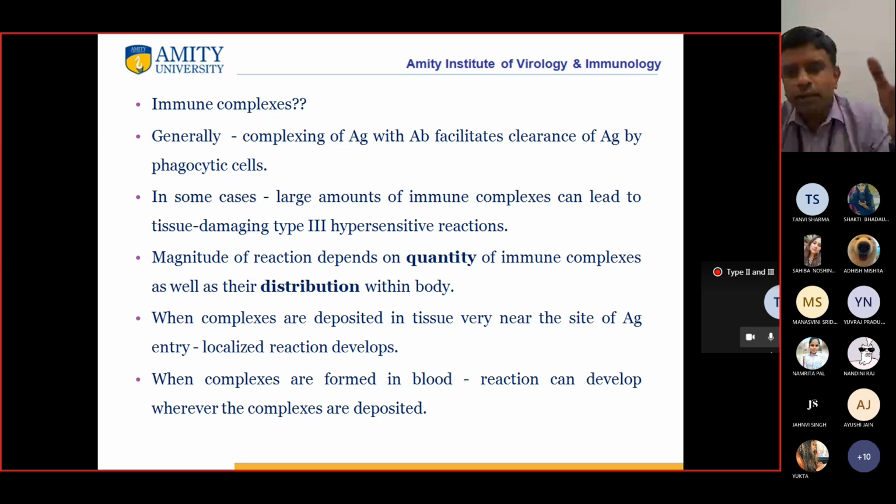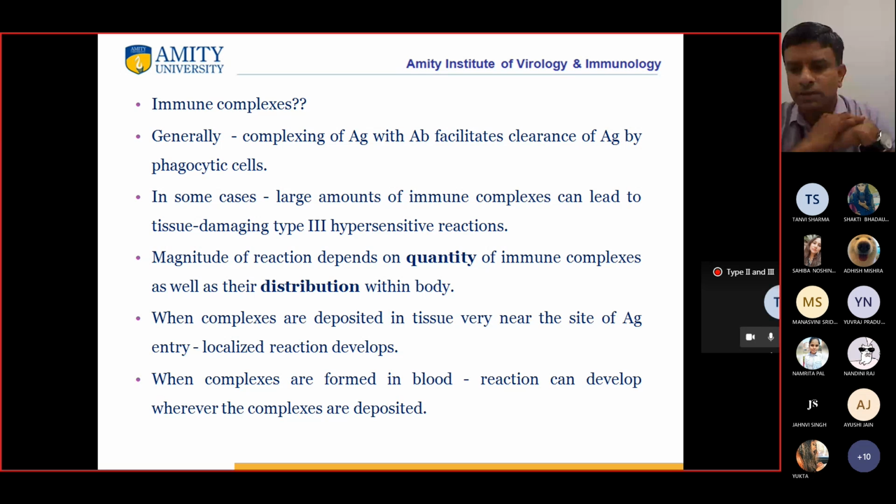So generally what happens in our system, many immune complexes are formed, right? Which is required. An antigen came, the antibody will go and bind to it, right? So when this happens, the complexing of antigen with antibody leads to the clearance of antigen by the phagocytic cells, right? So when an immune complex is formed in our body, these phagocytic cells come, and through the receptor binding they will take up this complex and eat it, right?